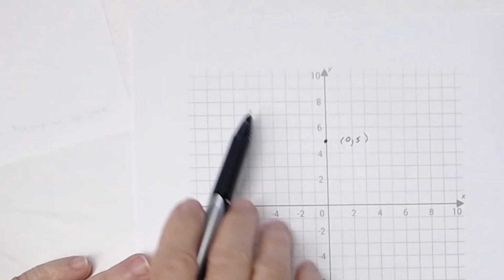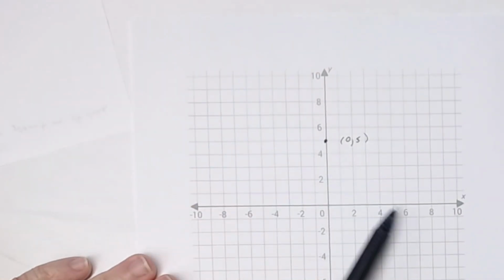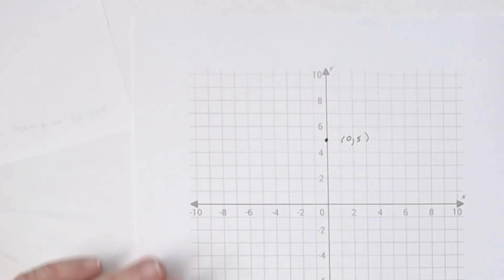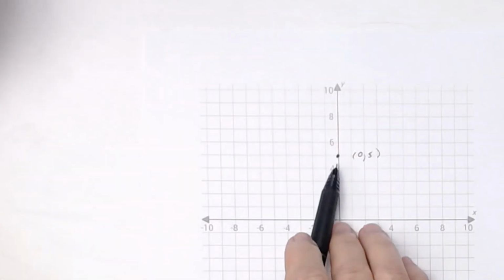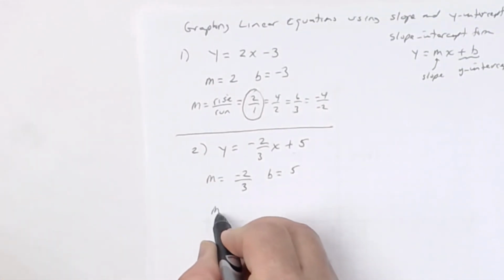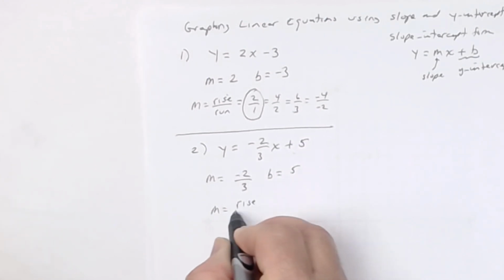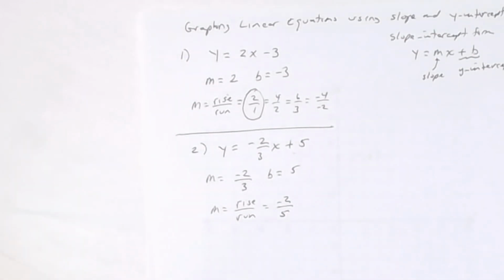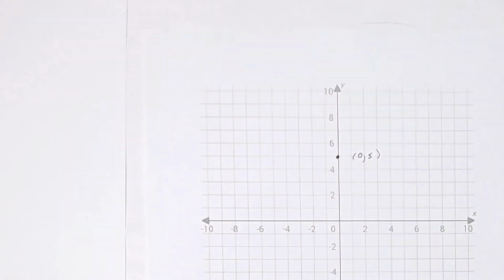Okay. So when I do this one, notice the slope is negative, right? Slope is negative. So when I graph this, the line better go down like this. All right, so just keep that in mind. All right, so remember, I need one more point. So to get that point, I'm going to use the idea of slope. So remember, slope is rise over run. And so my rise is a negative 2, and my run is a positive 3.